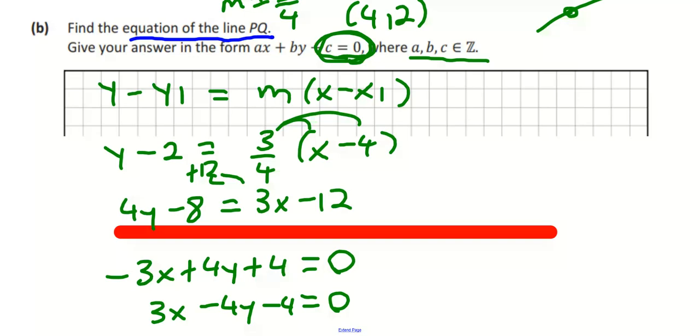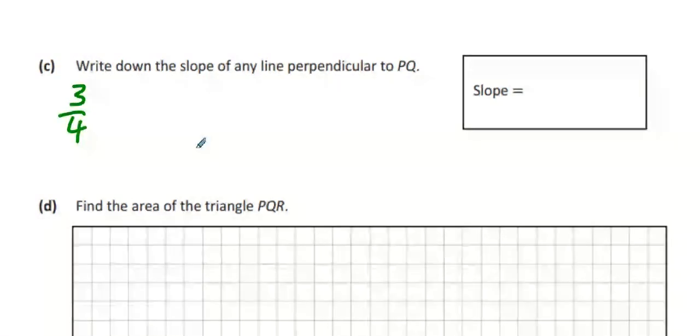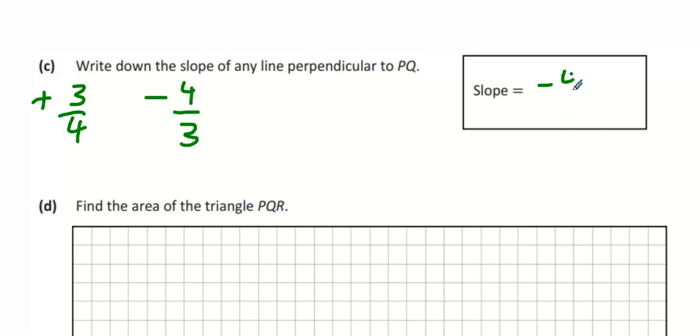Okay, and that's it. Now, part C: write down any line perpendicular to PQ. PQ is 3/4, a positive fraction. Anything perpendicular to a positive fraction has to be a negative fraction. So you get your original slope, turn it upside down, and change the sign. That will give you a slope perpendicular to 3/4.